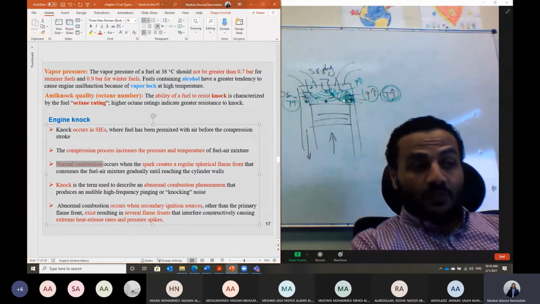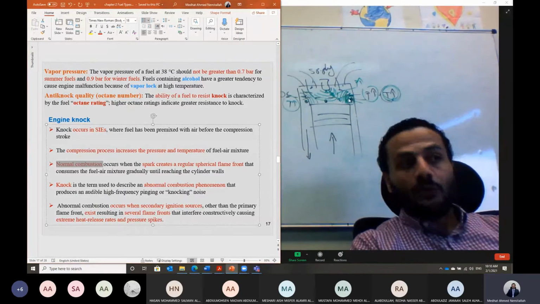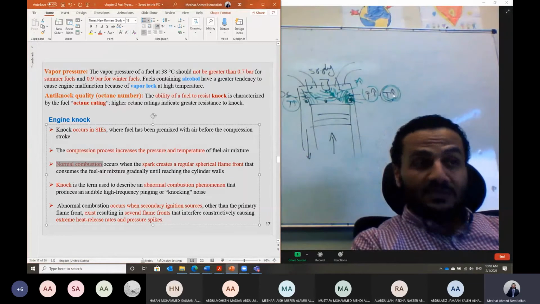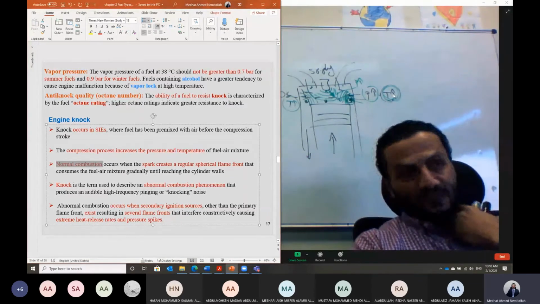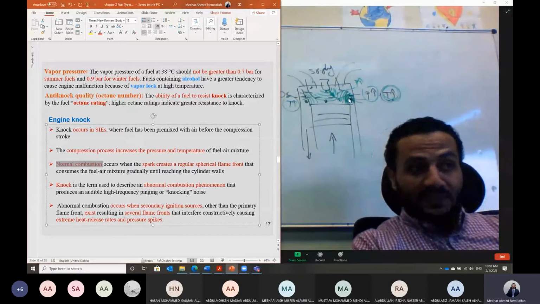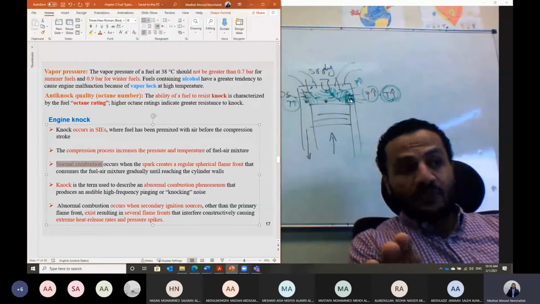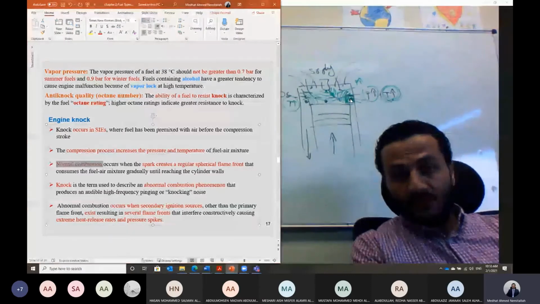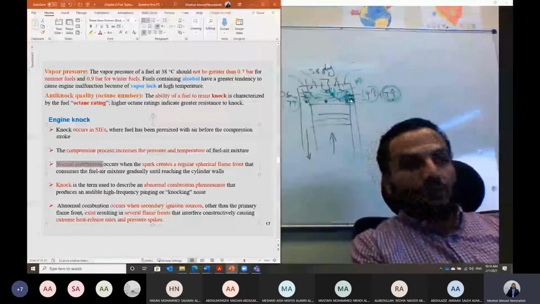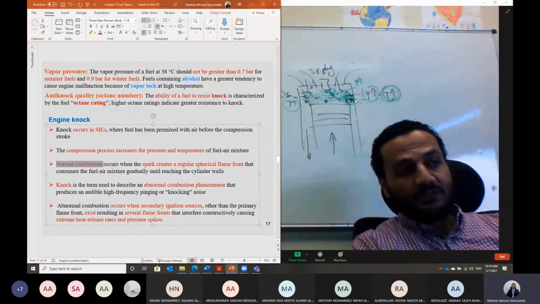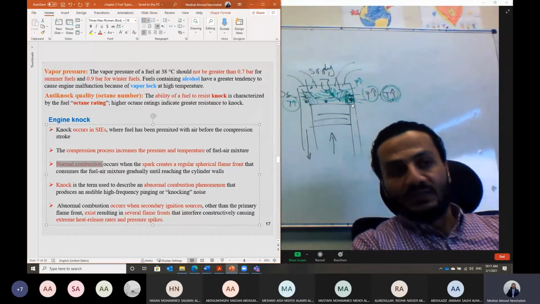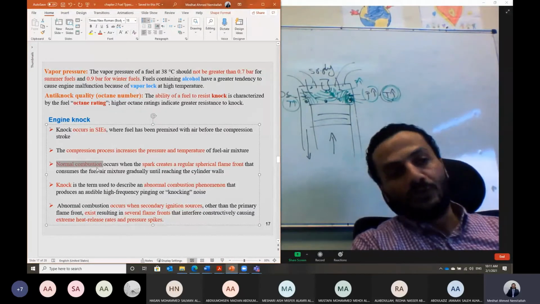This pressure wave raises the pressure close to the wall of the cylinder, and in this case the temperature will be raised. If the fuel in the end gas zone here, close to the wall, has a higher octane number, it is resisting self-ignition, so it will not self-ignite. It will wait until the spherical flame reaches the end gas, and this is what we call normal combustion.